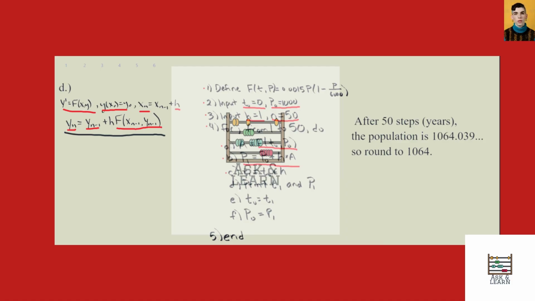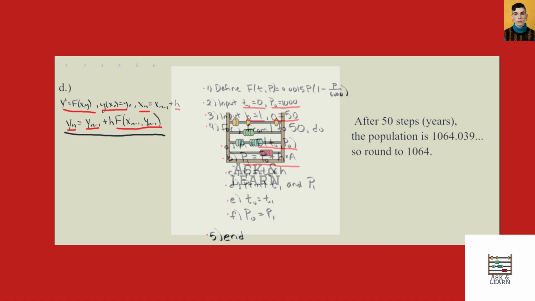Then we're going to increase our time. So we're going to say T1 is the time we started off with, plus our step size, which is 1 in our case. D here, the reason we want to print the new time and the new population is so we can keep track of each step of the process here. And then parts E and F here are redefining T0 and P0 so that we can do this loop again and again until we do it 50 times. And at the end of the day, we need to end this program.